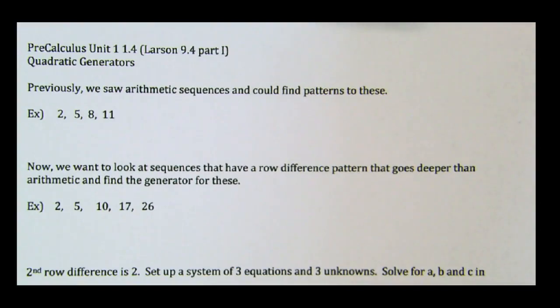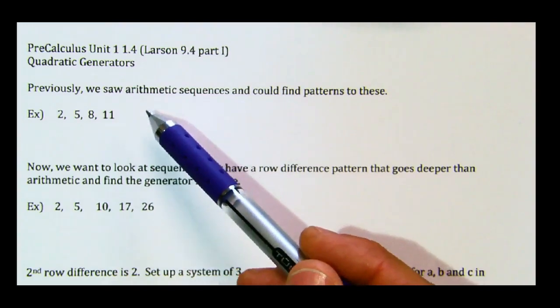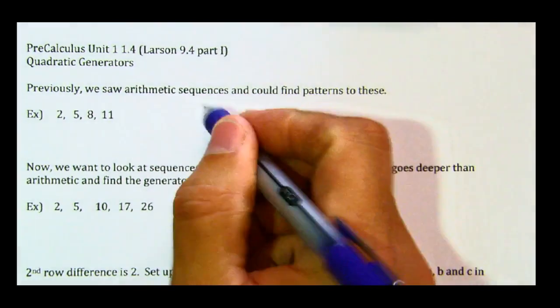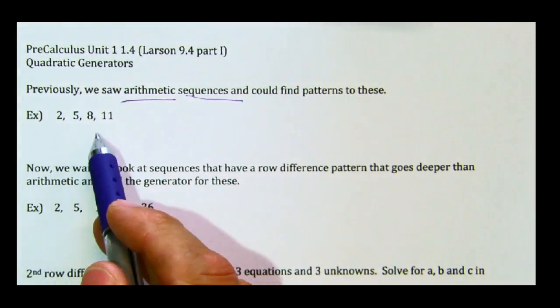Hi, this is Pre-Calculus Unit 1, and we're doing 1.4, where we are looking at quadratic generators. So previously, we saw something like this. This is what we call an arithmetic sequence. Why this is an arithmetic sequence is because what we have is a common difference.